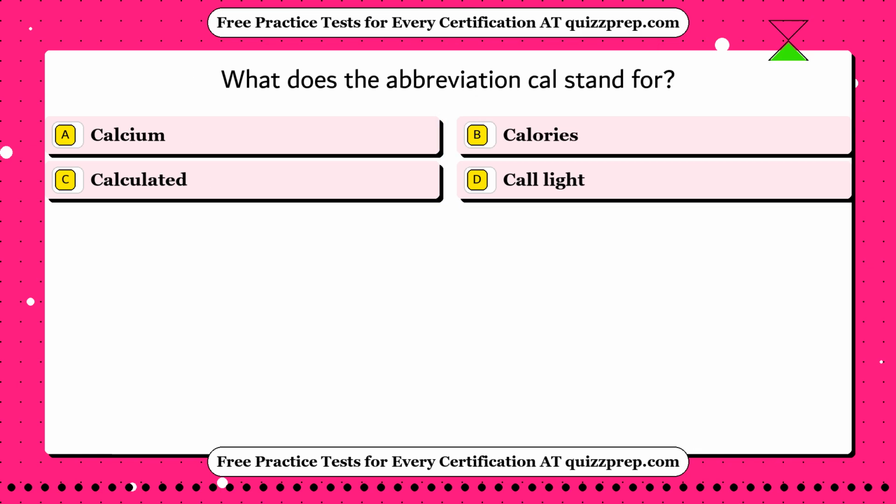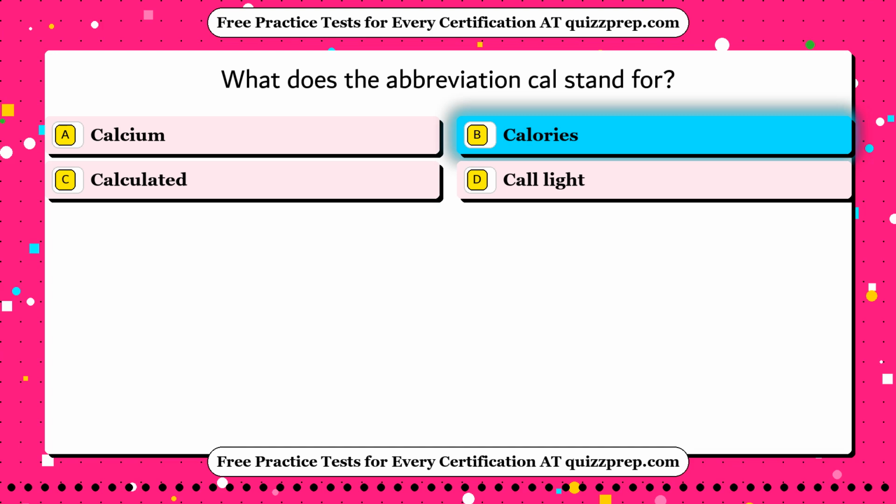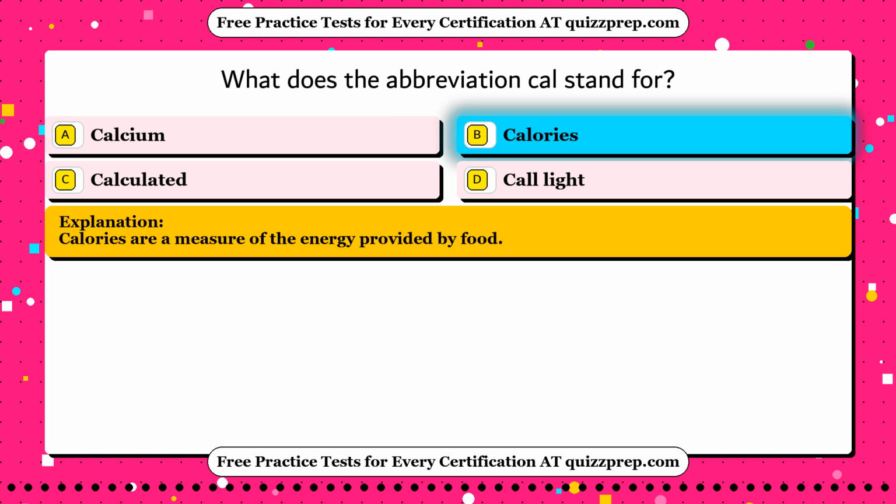Question 21. What does the abbreviation CAL stand for? Option A, calcium. Option B, calories. Option C, calculated. Option D, call light. The correct answer is option B, calories. Calories are a measure of the energy provided by food.